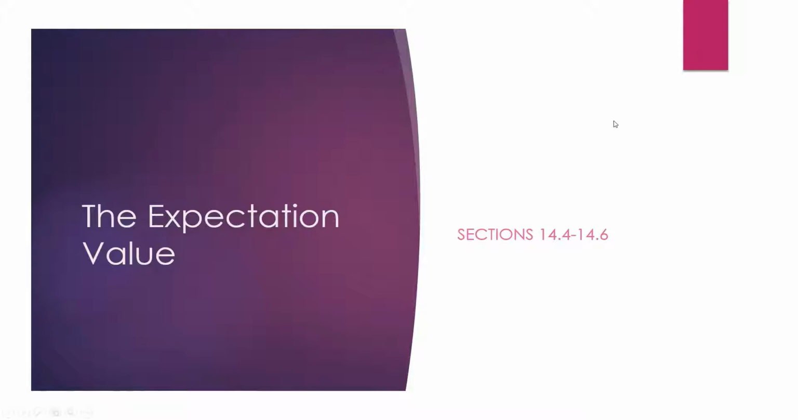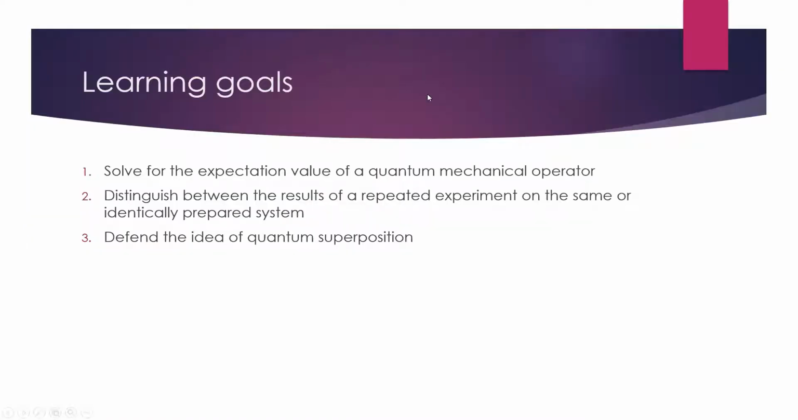The learning goals for today are that we can actually solve mathematically for the expectation value of a quantum mechanical operator. We'll go over in detail how to do that, we'll do some of that in class, and we'll have lots of practice with this in the coming weeks. We also want to make sure that we can distinguish between the results of a repeated experiment on the same system or an identically prepared system, because these have some weird quantum mechanical implications that I would assume you are somewhat familiar with, but we'll go over again today.